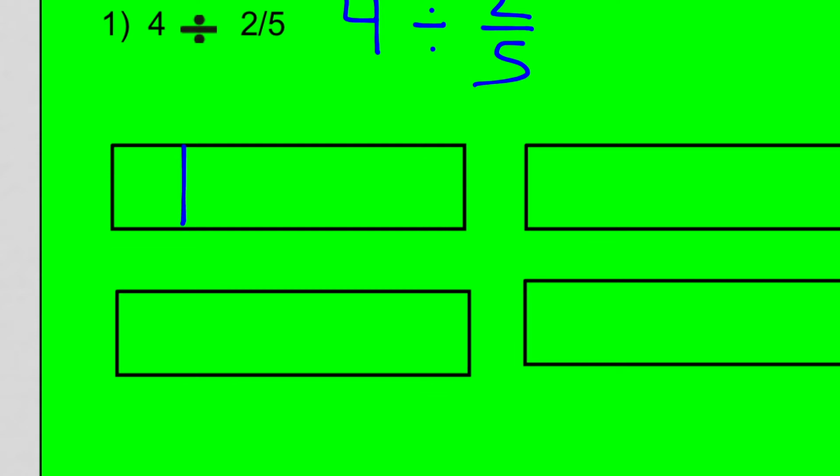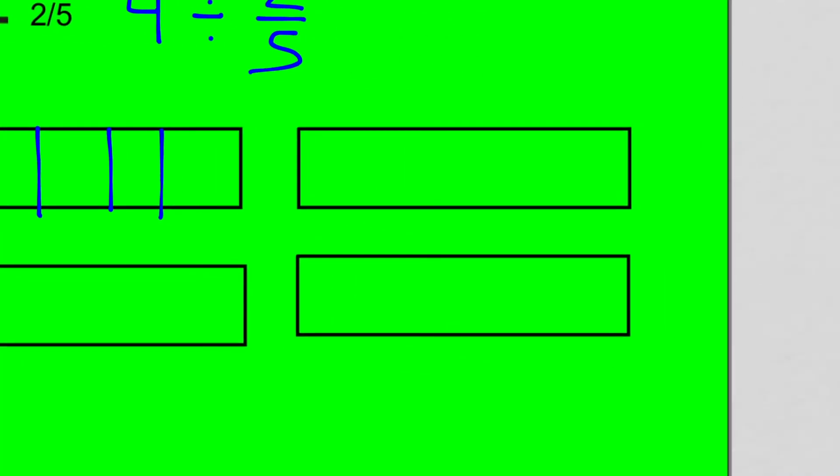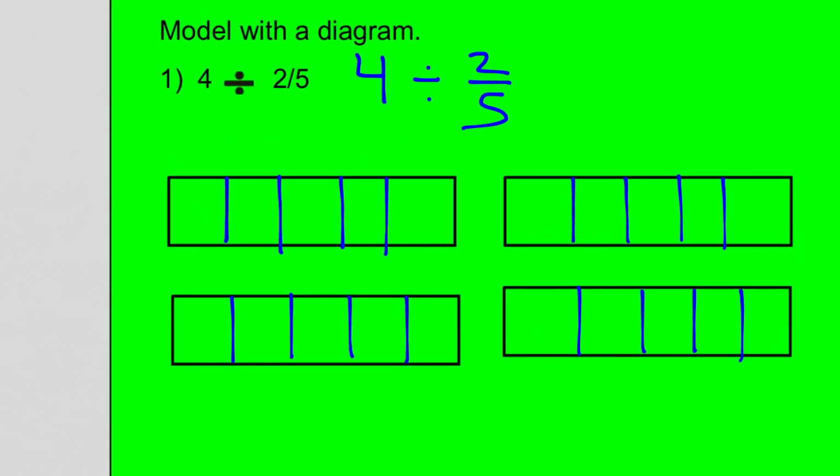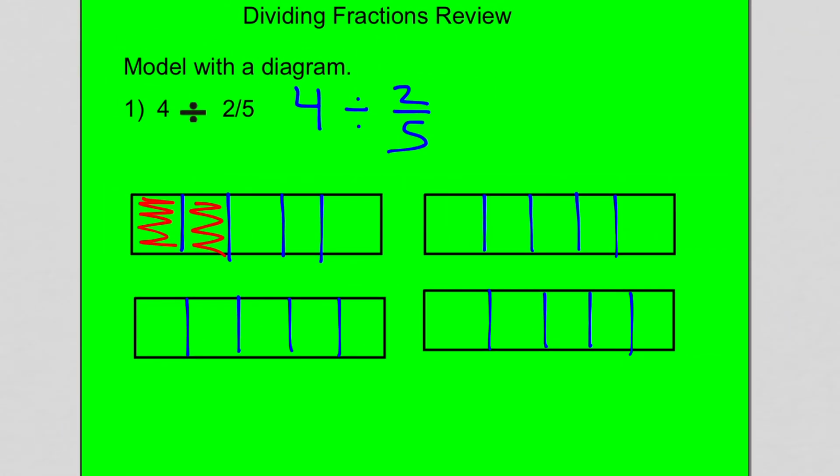1, 2, 3, 4. Shade in 2/5 because that's the size you're looking for, and count how many 2/5 are in 4.